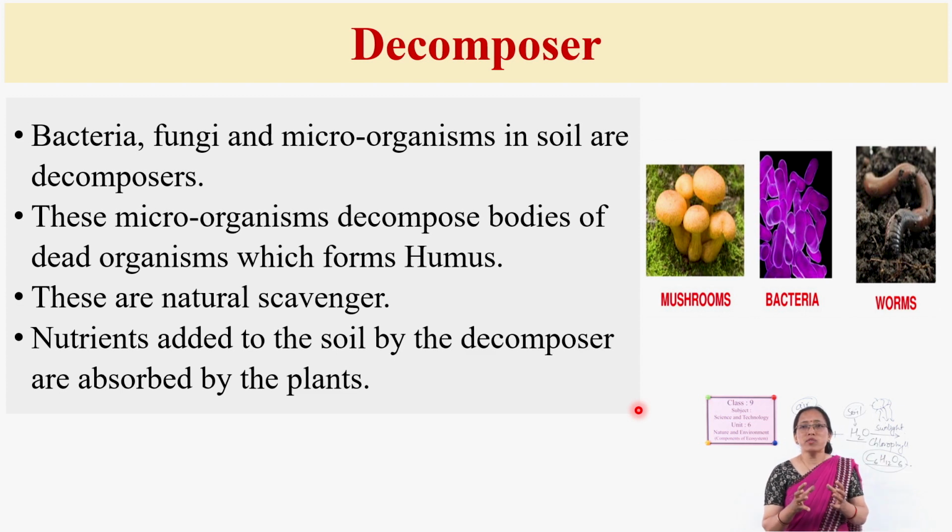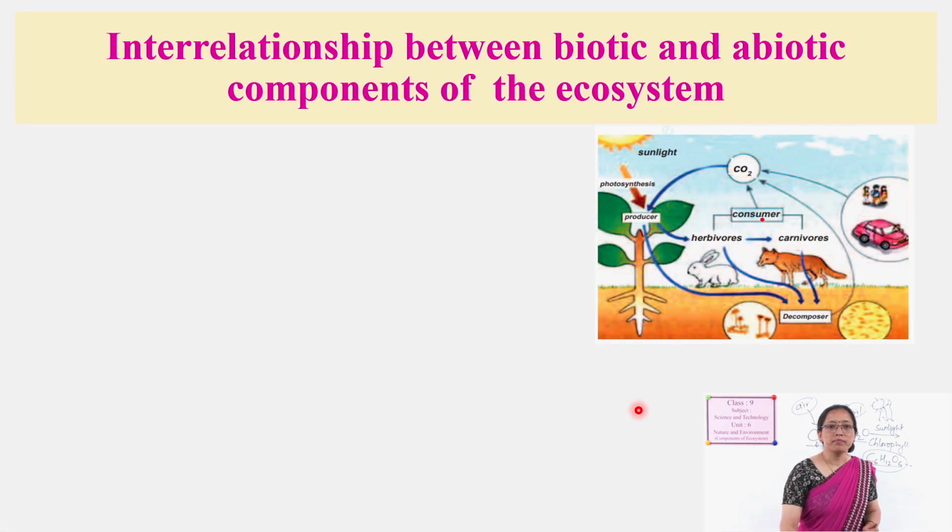These organisms are very important, even though they are very small. They are very important to complete the environmental cycle. If they did not decompose the dead bodies of plants and animals, what would happen? They would remain as they are, and the nutrients required for the plants and the physical components would be imbalanced. So they play a very important role in the ecosystem.